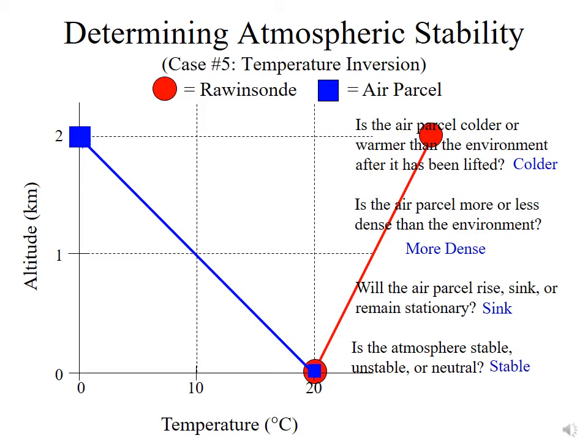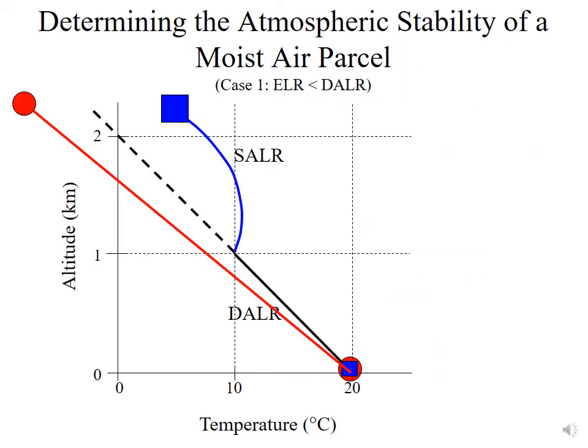And so by just looking at the environmental lapse rate, you can instantly determine the stability of that layer of the atmosphere. So let's extend this to a moist air parcel that will be undergoing both dry and moist convection. So here we launched our radiosonde balloon. That's our red circle and red line again. And we lift our air parcel up using the dry adiabatic lapse rate until we reach the lifting condensation level. And beyond that, it's going to be following the saturated adiabatic lapse rate.